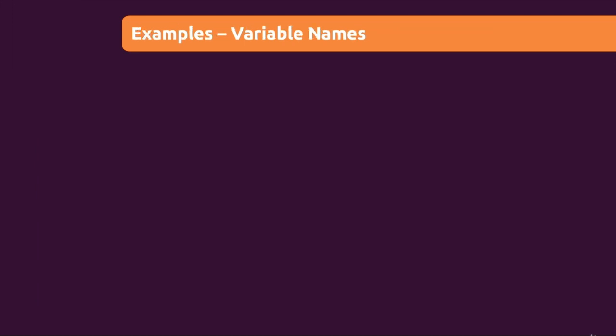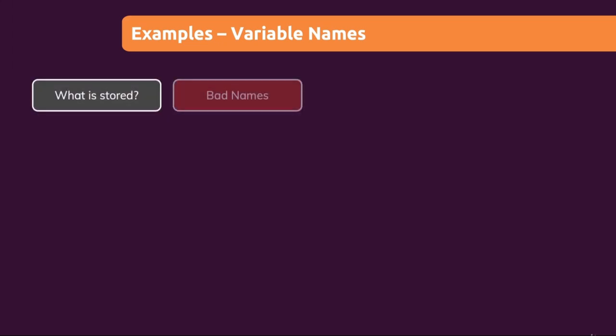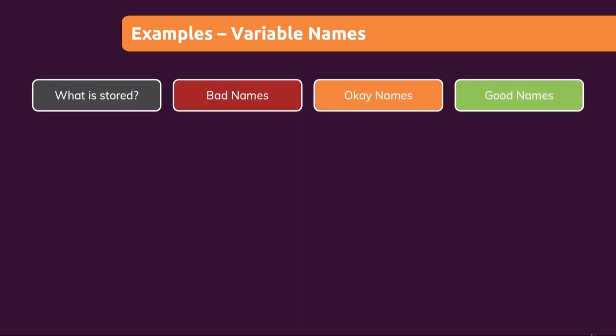So now that we know how to name variables, constants, and properties, let's see more examples and different variations of names. For that, we will consider what's being stored. We'll then have a look at bad names, at okayish names, and at good names. And let's start with the good old user object again.